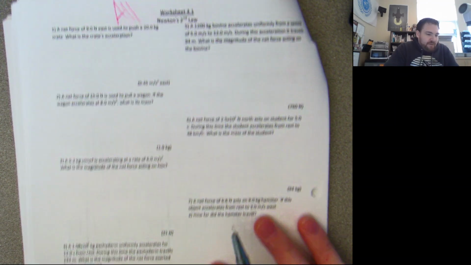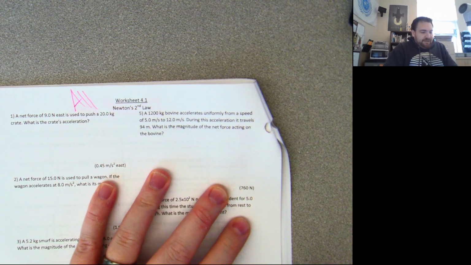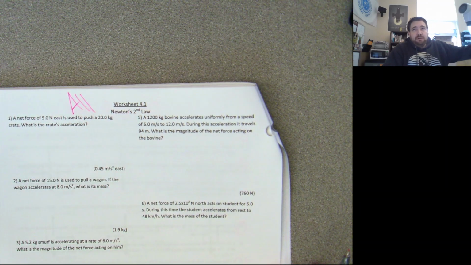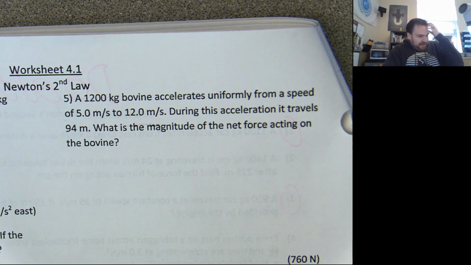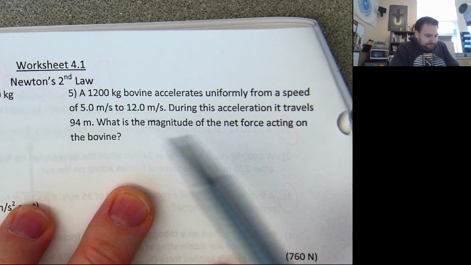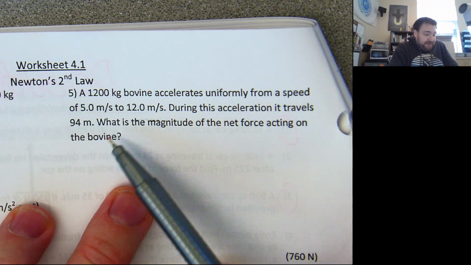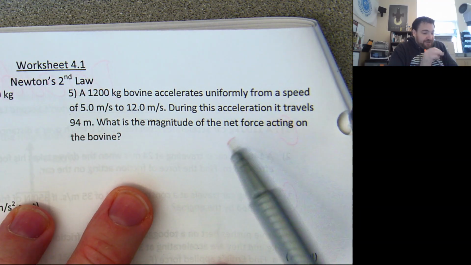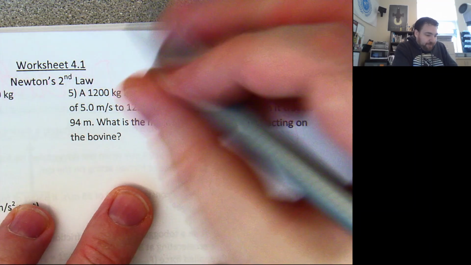Let's do it. So a 1,200 kilogram bovine, so a cow. That's all that is. A 1,200 kilogram cow accelerates uniformly. Why? I don't know. From a speed of 5 meters per second to 12 meters per second. During this acceleration, it travels 94 meters. What is the magnitude of the net force acting on the cow? This is similar to the one we just did. We've got a cow.